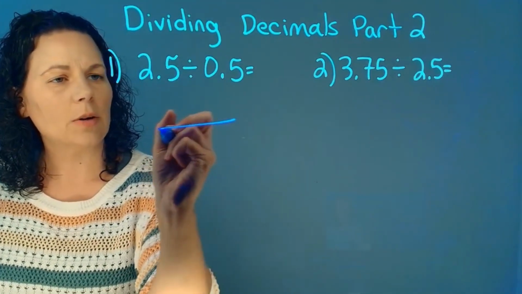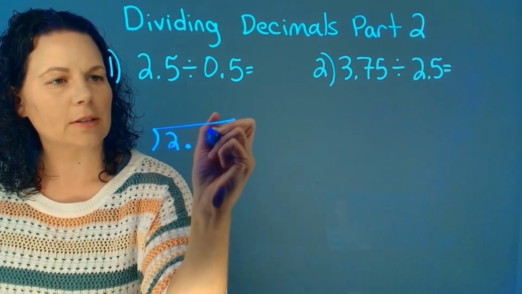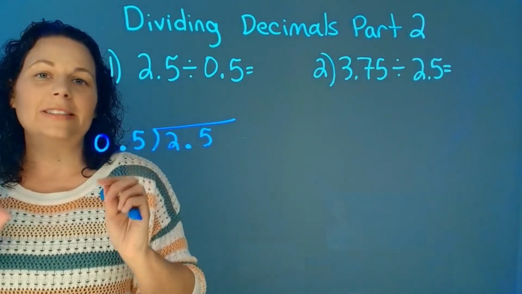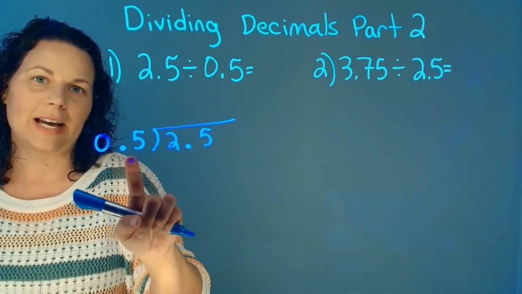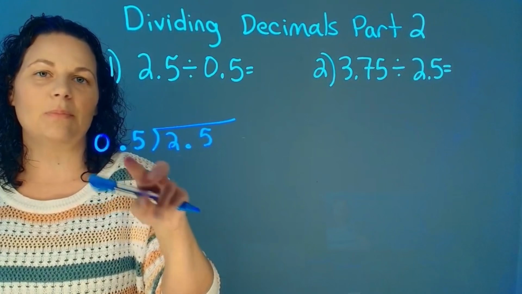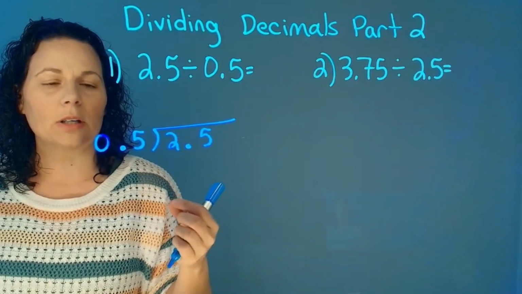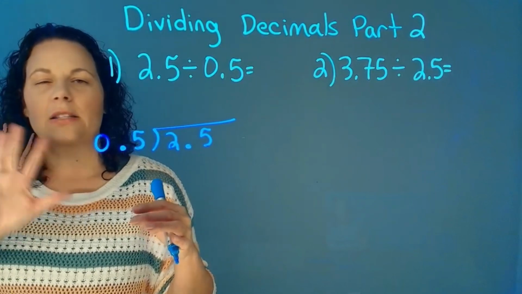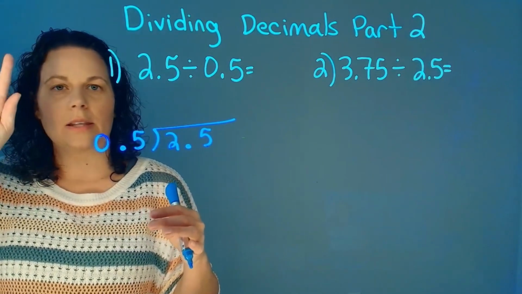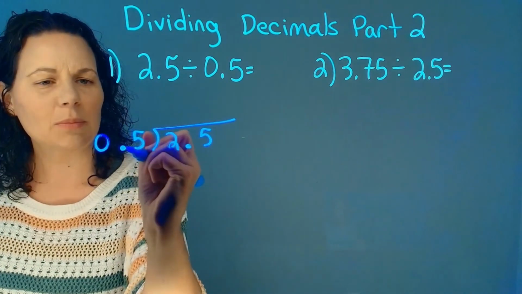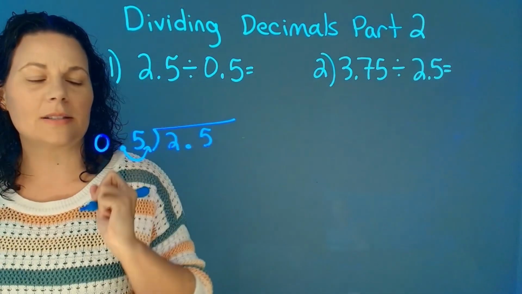So we know the 2.5 goes on the inside, and then this 0.5 goes on the outside. We are not allowed to have a decimal on the outside. So what we're going to do is multiply the inside and the outside by the same number to move that decimal. And we happen to multiply by 10. That's a lot of big things to think about. We're multiplying by 10, but let's just move the decimal. I can move this decimal over one place to get rid of it.